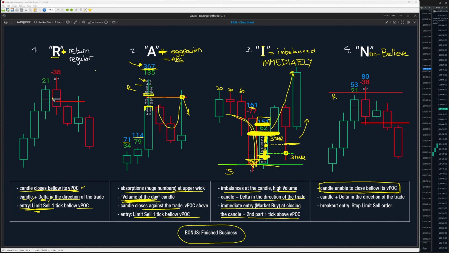So there was this VPOC and there is this VPOC. Do you see that? The first candle closed below it and the second candle closed above it. So it's a non-belief. It's a good setup. It happened at the level, it's a correct delta, it's a correct candle. But the candle wasn't able to close below the VPOC.